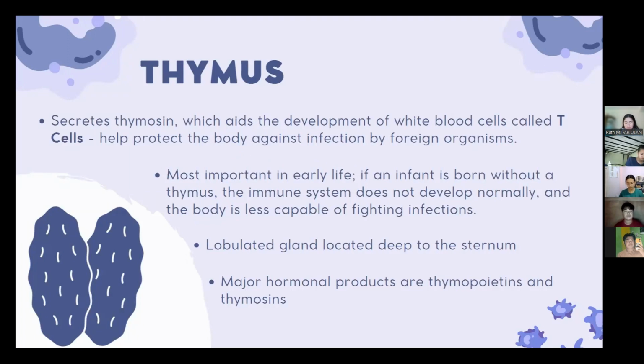The thymus secretes a hormone called thymosin, which aids T cells to help protect the body against infection by foreign organisms. The thymus is most important in early life. If an infant is born without a thymus, the immune system does not develop normally, and the body is less capable of fighting infections.